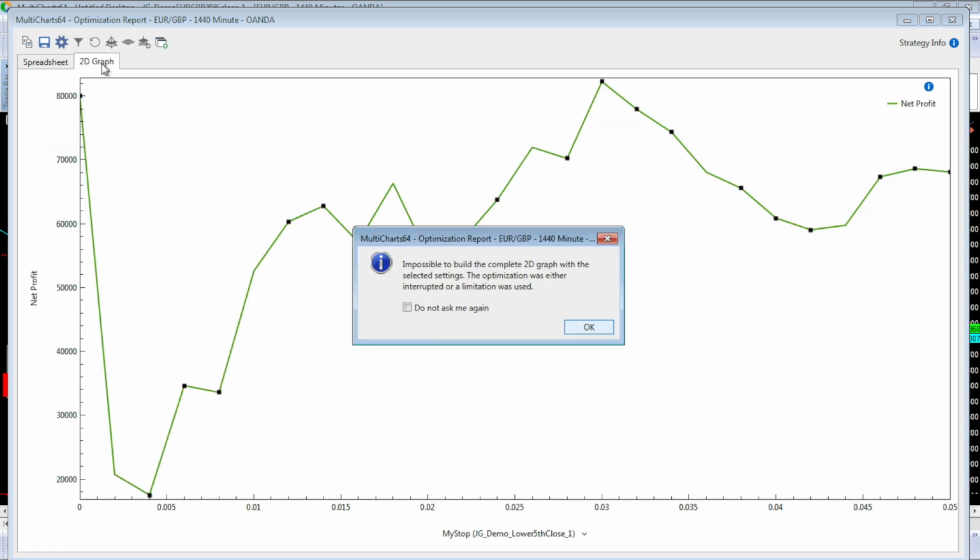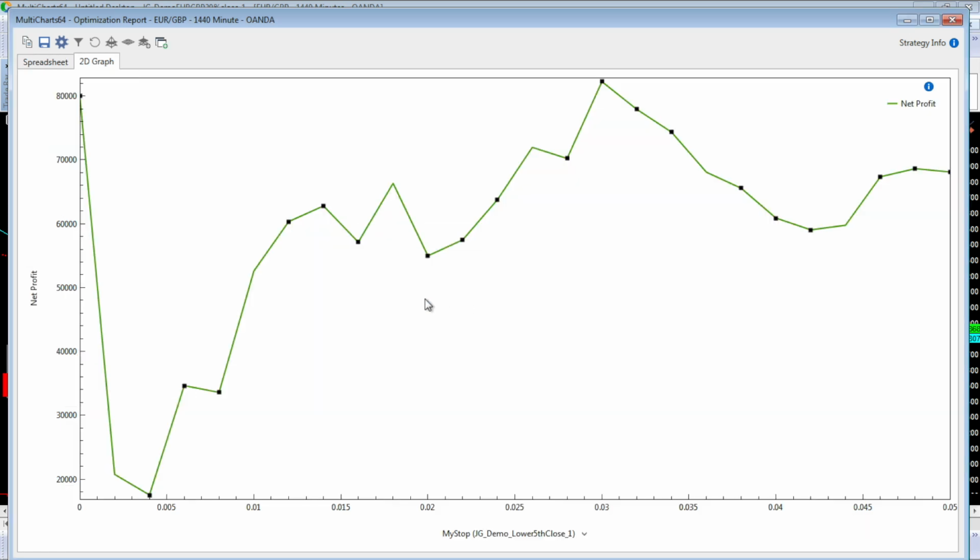So we look at the 2D graph, we can see that this is the no stop, almost 80,000. We can see that the best value here is probably around about 300 pips, and it's quite central. Anything from sort of 125 through to the 500 pips is all quite equal, isn't it? With a bit of a spike in the middle around the 300 pip mark.